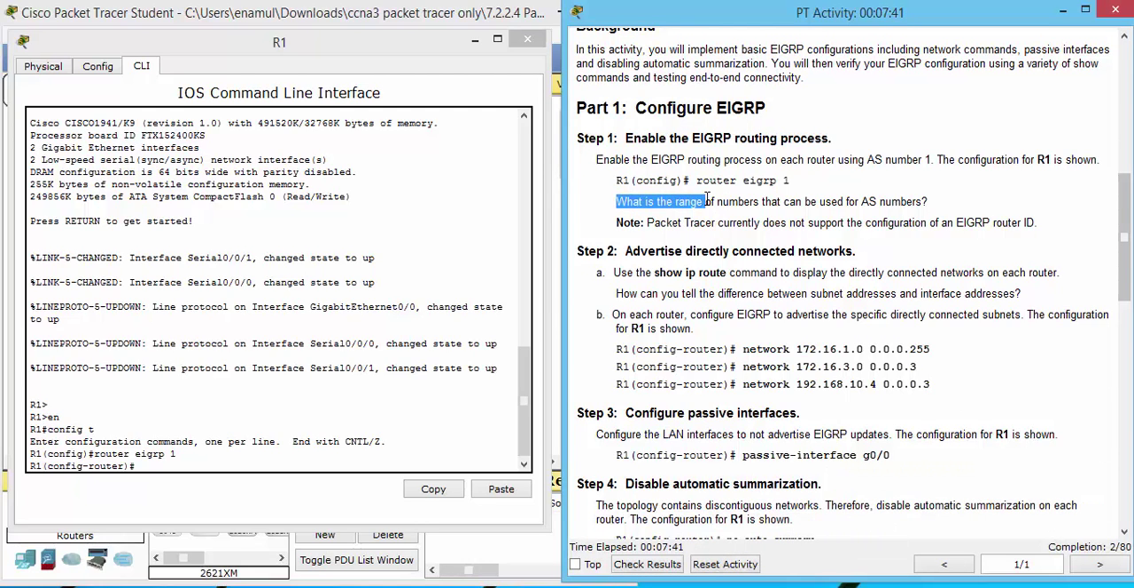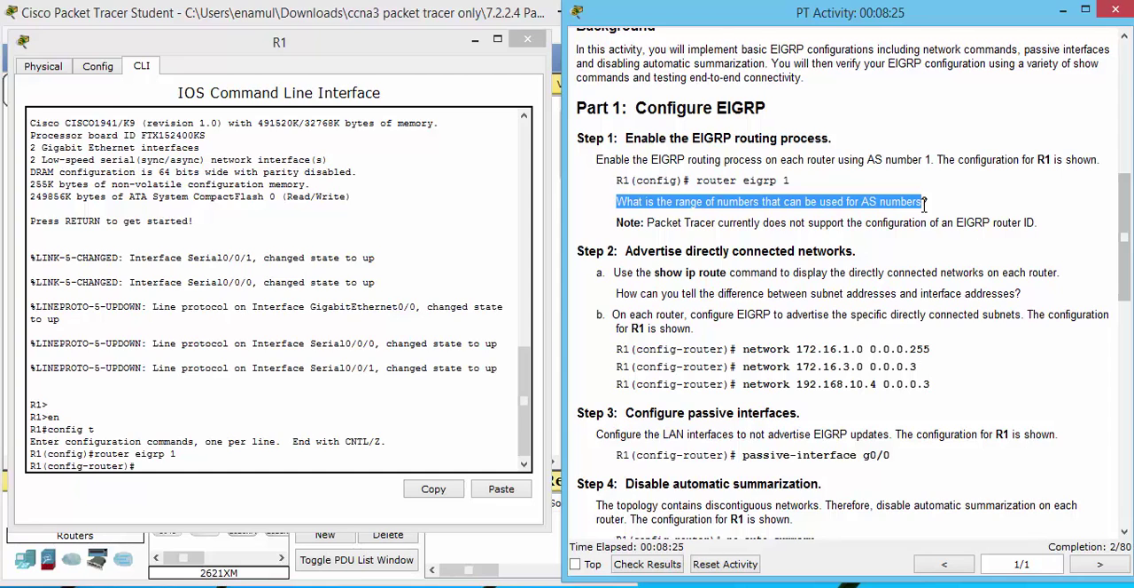Now, what is the range of numbers that can be used as an autonomous system number? The range is 1 to 65,535. The autonomous system number is the same as a process ID number. It is used to track multiple running instances of EIGRP, to support routing updates exchanged for different networks. More than one instance of EIGRP may run.